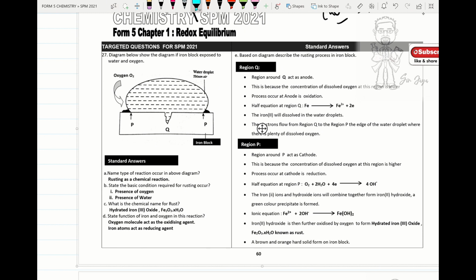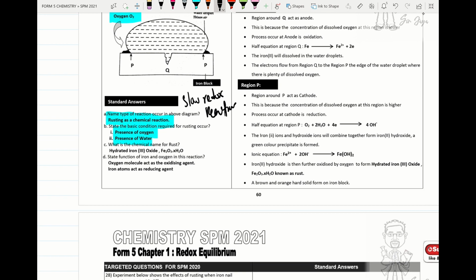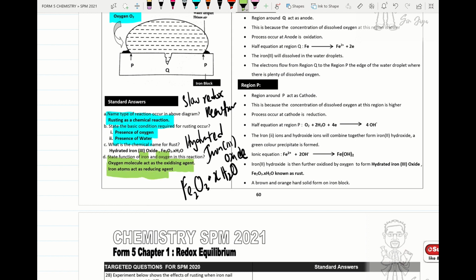Please check. All right, so the basic conditions needed for the rusting process to occur are the presence of oxygen and also water. Rusting is a chemical process, and also remember rusting is a slow redox reaction. The chemical name for rust, please remember, is hydrated iron(III) oxide, with the formula Fe2O3.xH2O. The number of water molecules depends on the intensity of the rust formed. As for the function of iron and oxygen, the oxygen molecule acts as the oxidizing agent, and the iron atom acts as the reducing agent.